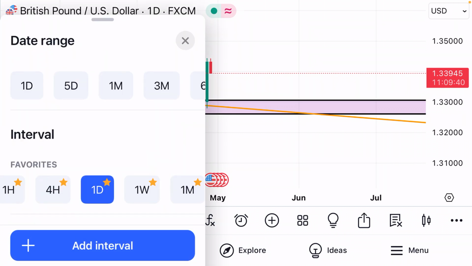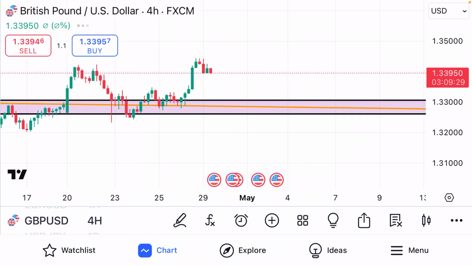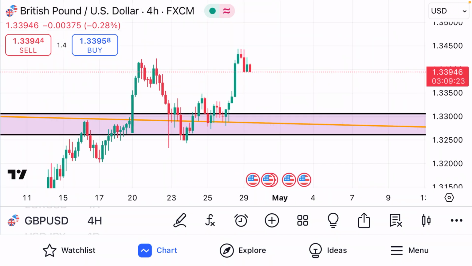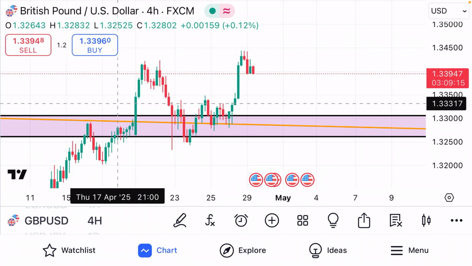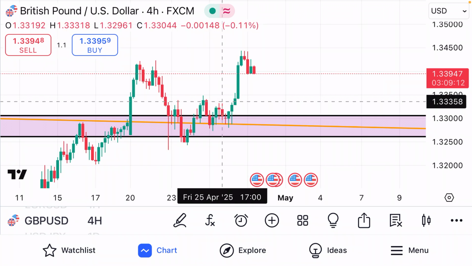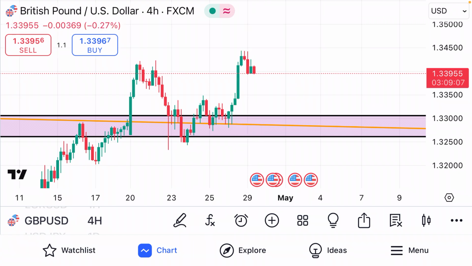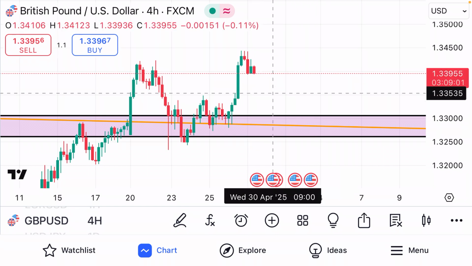Now we scale down to the 4-hour time frame to see more. Maybe it could be a buying opportunity for us. We just have to watch out. Indeed, there has been a buying opportunity, but we already missed it. You guys could see it here, but we missed it. So what do we do? Let's wait for a pullback.